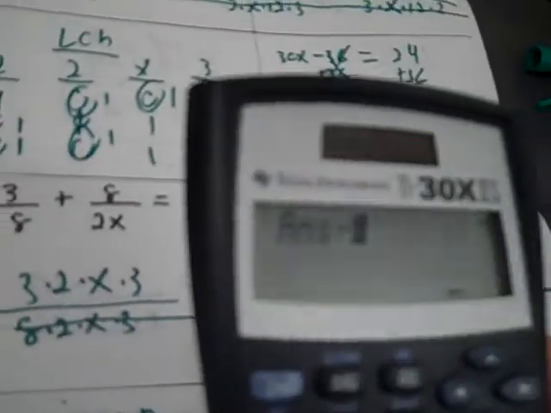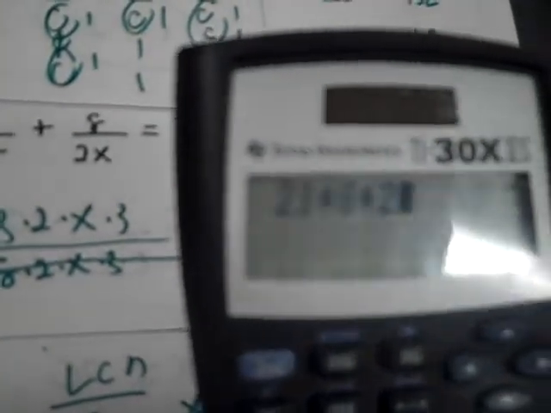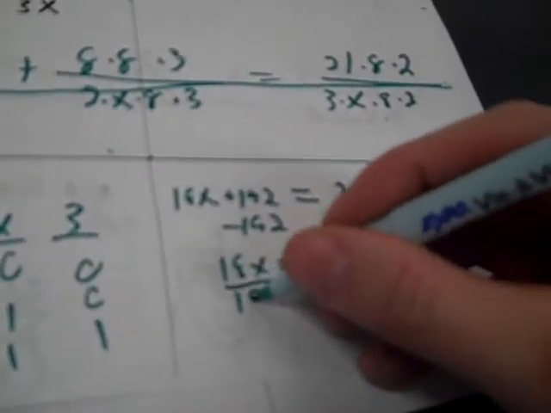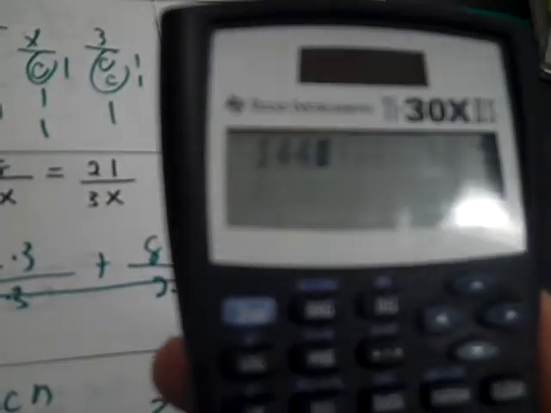Okay, 3 times 2 is 6. Times 3 is 18. 18x. 8 times 8 is 64. And then I take 64 times 3. 192. Then I take 21 times 8 times 2, giving me 336. So I subtract 192. 144, and then I divide by 18, and 144 divided by 18 is 8. Okay, x equals 8.